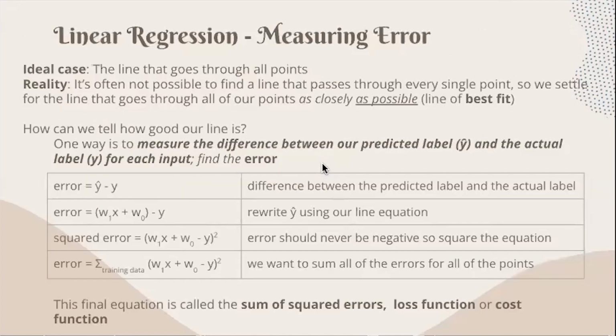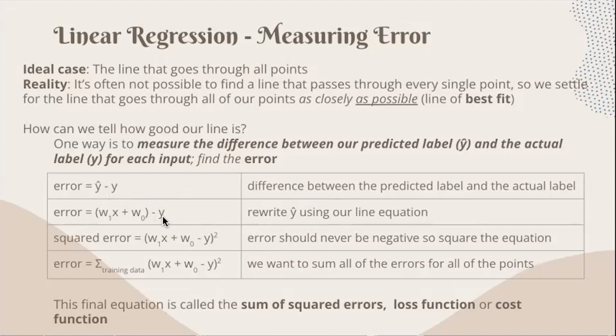So the error here is, again, the predicted label, which is y hat, minus whatever the actual label was, which is y. And now we're going to rewrite y hat using our line equation. If you think back to the last slide, our line equation was the first weight times x plus the initial weight. And so we just plug that into the y hat. And again, of course, the minus y stays the same.